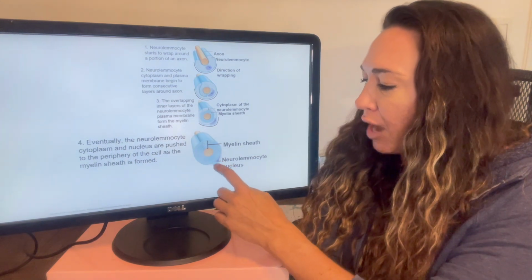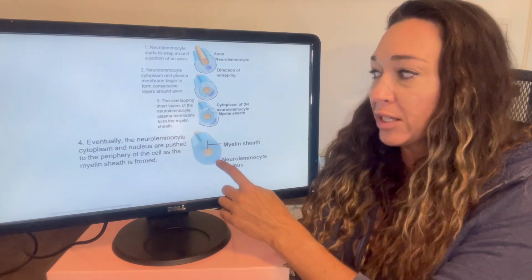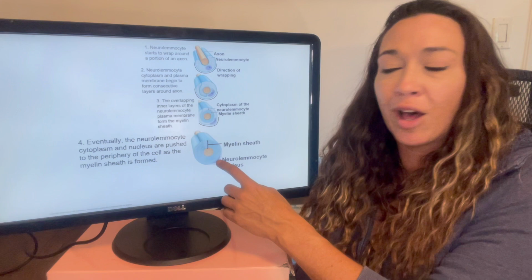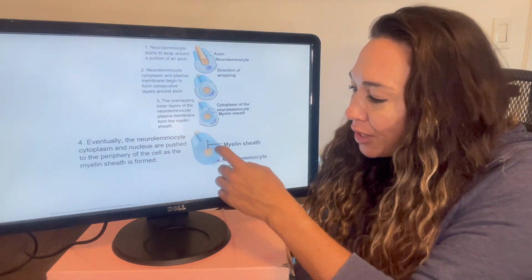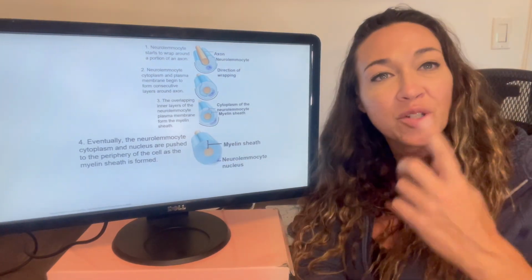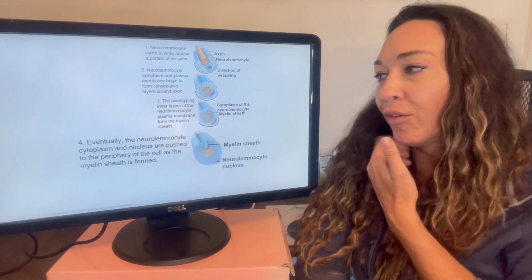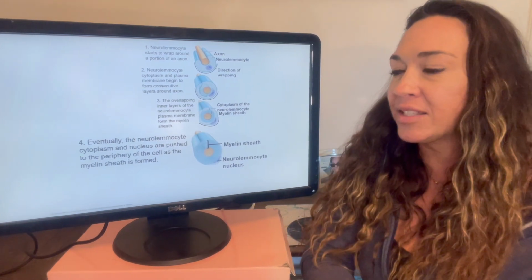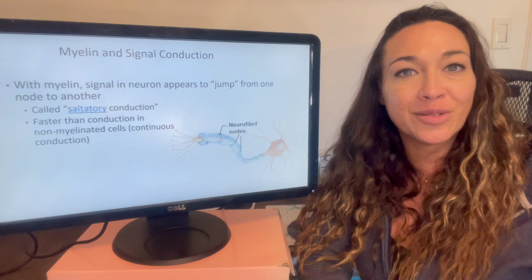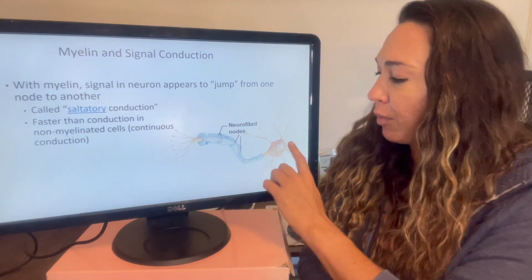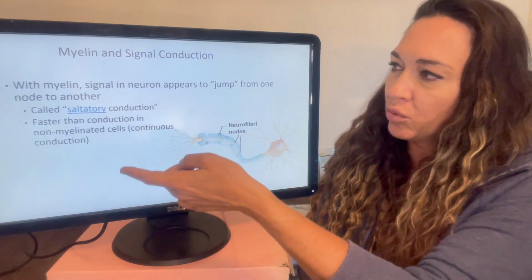We do still have our original neurolemmocyte nucleus, because it's what we need for the cell. But this whole thing is technically still just one cell that's wrapped around itself. And that causes the insulation of these messages, which is so important to be able to send them down our axon.